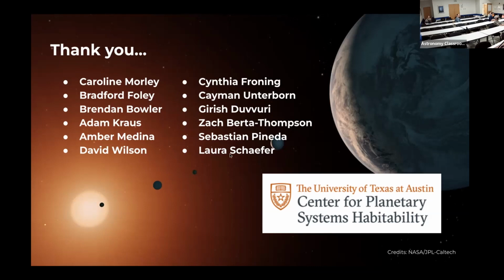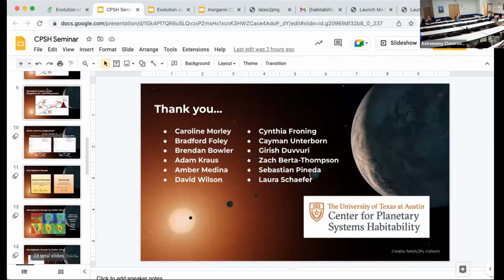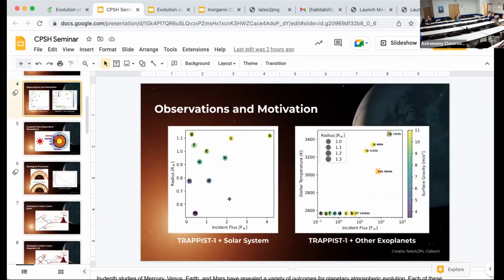If I go back to that plot of incident flux, you have these other planets that are right around where Earth is. So it's very possible that if TRAPPIST-1c doesn't have an atmosphere, that doesn't mean the rest of them don't, right? It'd be an interesting contrast.